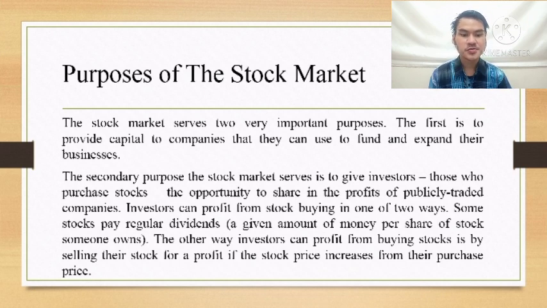Purpose of the stock market. The stock market serves two very important purposes. The first is to provide capital to companies that they can use to fund and expand their business. The secondary purpose the stock market serves is to give investors, those who purchase stocks, the opportunity to share in the profits of publicly traded companies. Investors can profit from stock in one of two ways. Some stocks pay regular dividends, a given amount of money per share of stock someone owns. The other way investors can profit from buying stock is by selling their stock for a profit if the stock price increases from their purchase price.